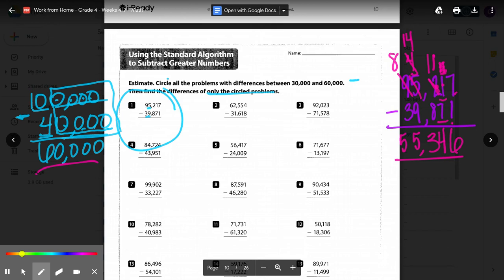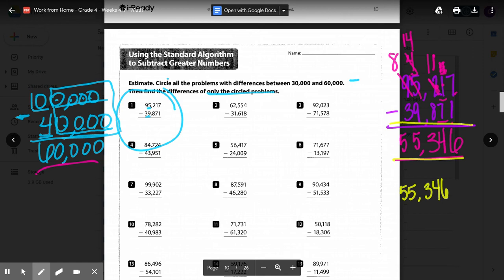So what I'm actually going to do is I'm going to take my answer that I had from our subtraction problem, 55,346, and I'm going to use this bottom number that I actually subtracted from the first number that I was given to add to 55,346 to see if it gives me 95,217.